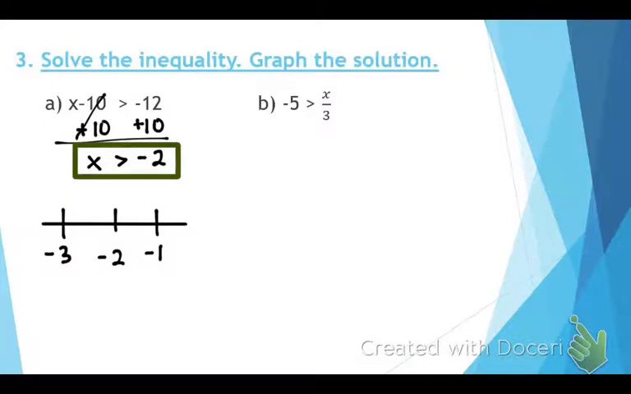Very good. Is this open or closed? Open. And should my arrow be going to the right or the left? To the right, because all solutions are greater than -2. Let's go on to the next one.